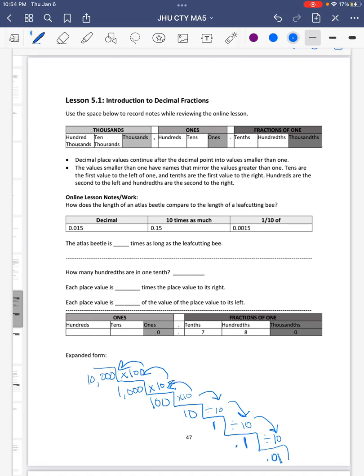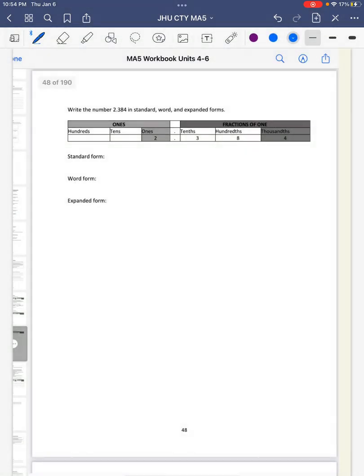Alrighty, so watch that video. Fill out, you have some blanks here to fill out. And then I'm going to look at this next problem with you actually. So write the number 2.384 in standard, word, and expanded forms.